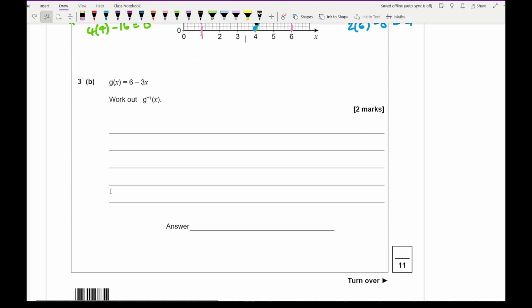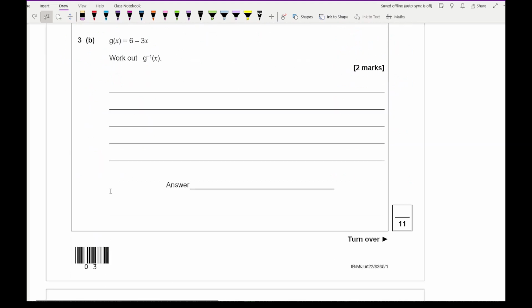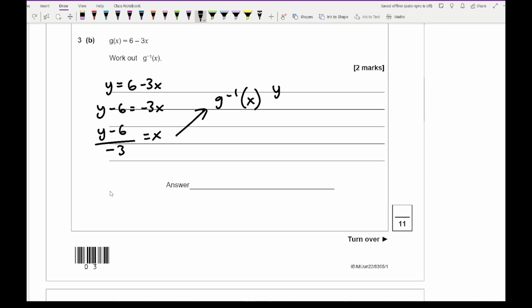For question 3b, it says g of x equals 6 minus 3x. Work out the value of the inverse function of g. So remember, for this we need to make it equal to y, and then we want to make x the subject. So I'm going to end up with y minus 6 equals minus 3x, and then y minus 6 divided by minus 3 equals x. From this, I've got my inverse function, which is y minus 6 divided by minus 3, or you could write it as 6 minus y all over 3. So either of those two answers would be absolutely fine as your final answer.